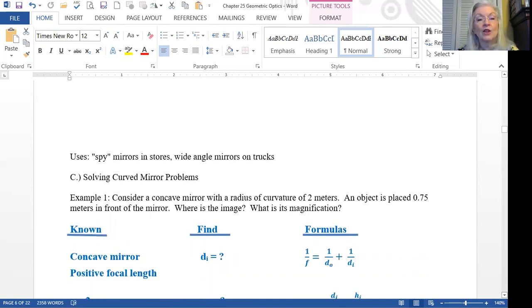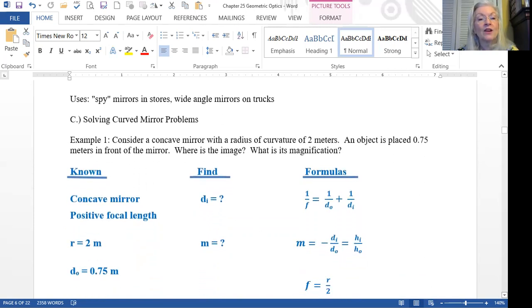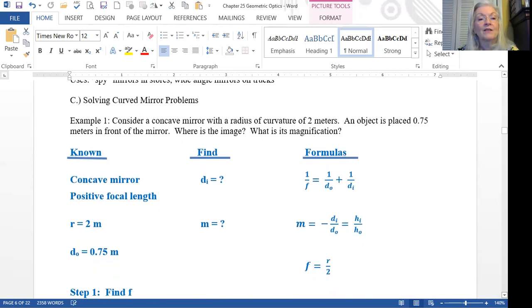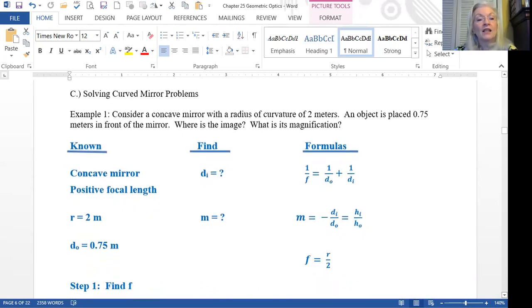So let's look at some of our equations. Let's solve some problems using these curved mirrors. So suppose we have a concave mirror and it has a radius of curvature of 2 meters. The object is placed 0.75 meters in front of it. Where is the image and what's its magnification? So concave means it has a positive focal length. You need to know that.